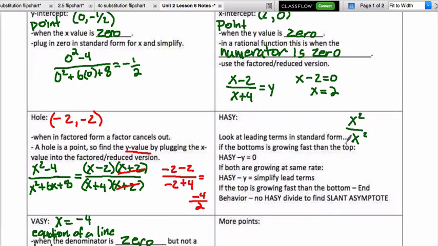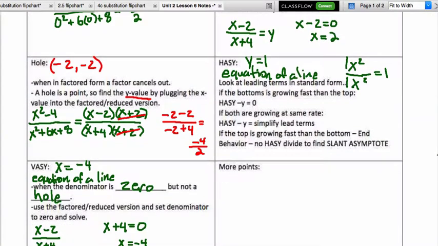Well, is the bottom growing faster than the top? What we're looking at is the exponent to see if the bottom's growing faster than the top. And since they're the same exponent, the bottom is not growing faster than the top. Neither is the top growing faster than the bottom because it's the exact same exponent. So what's happening then is we're going to simplify this, and the lead terms are going to make our horizontal asymptote. So when there's nothing here, there's just a 1. So when I simplify this, I get 1. So my horizontal asymptote is a line, so I'm going to write this as an equation of a line. And it is y equals 1.